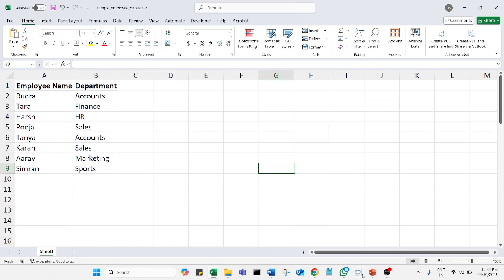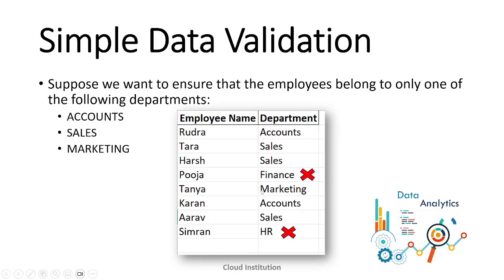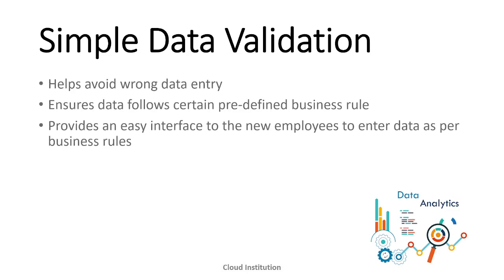But if you see our requirement, right? If you see the requirement about the business logic was, we only want to make sure that the data is from accounts, sales, or marketing. So if you look at the definition again, once again, it helps avoid wrong data entry, ensures data follows certain predefined business rules, and provides an easy interface to the new employees to enter data as per business rules. That is basically what the data validation means.